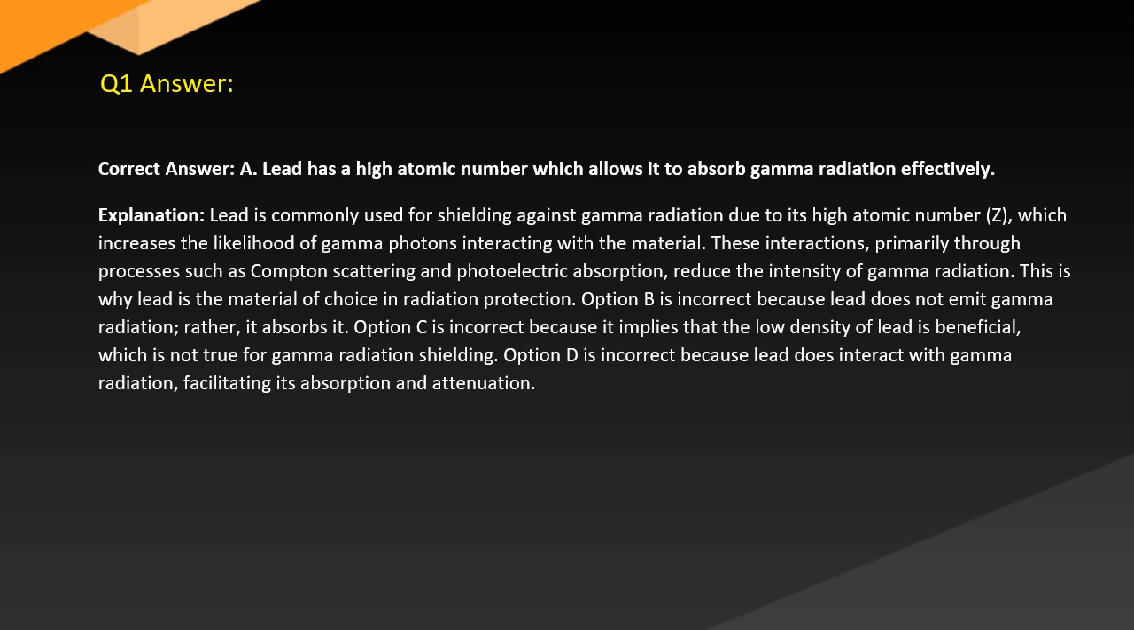Option B is incorrect because lead does not emit gamma radiation, rather it absorbs it. Option C is incorrect because it implies that the low density of lead is beneficial, which is not true for gamma radiation shielding. Option D is incorrect because lead does interact with gamma radiation, facilitating its absorption and attenuation.